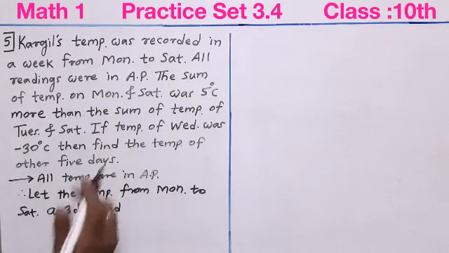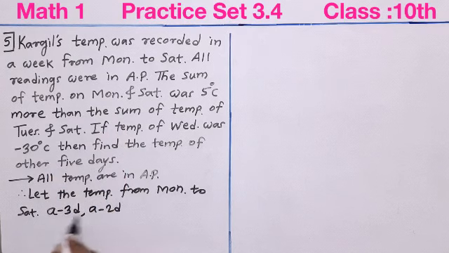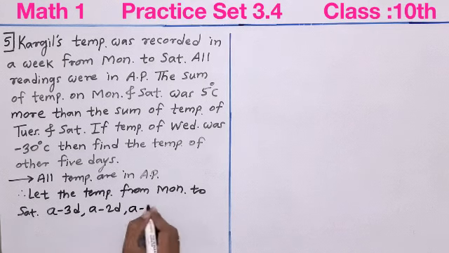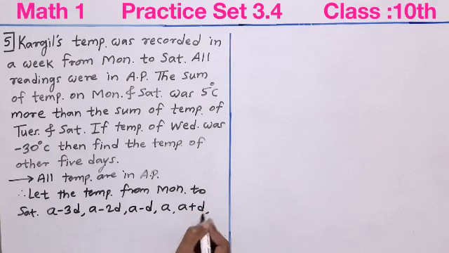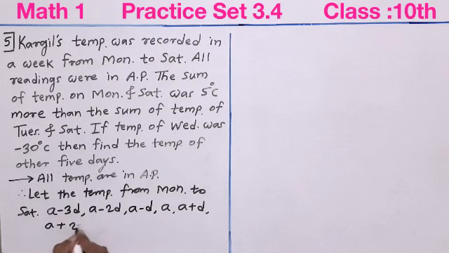There are total 6 days and we are going to consider the temperatures of days from Monday to Saturday respectively: A minus 3D, A minus 2D, A minus D, then next will be A plus D and A plus 2D. These are the temperatures of 6 days in terms of A and D. A is the first term of AP, which we don't know here. D means common difference of AP, that also we don't know here.